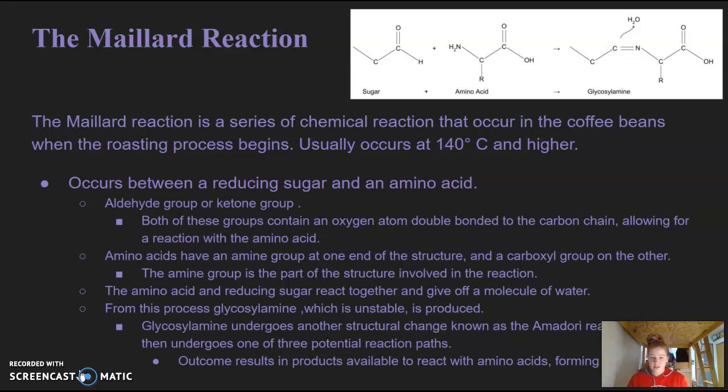From this process, glycosylamine, which is unstable, is produced. Glycosylamine has to undergo another structural change known as the Amadori rearrangement. Then following that, there are three more potential reactions that it has to undergo, which is either losing more water molecules to become more caramel type molecule, or it breaks down into shorter chain molecules, and there's another possible reaction path where it reacts again with more amino acids. This results in products available to react with amino acids forming melanoidins.